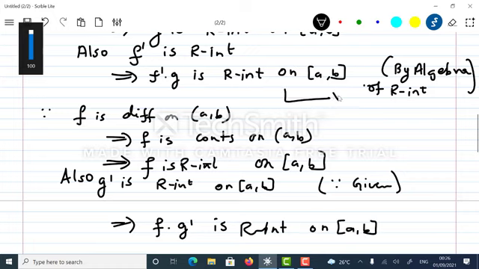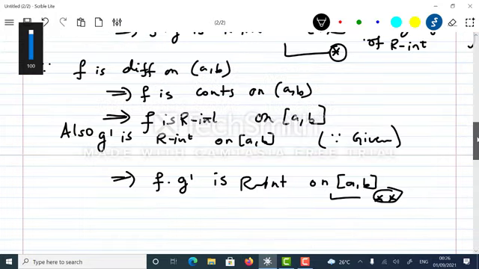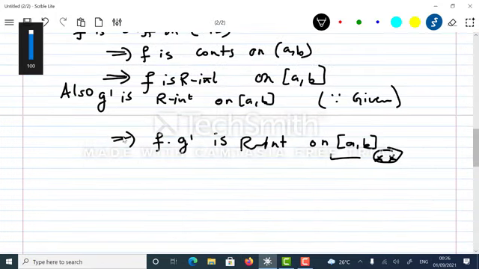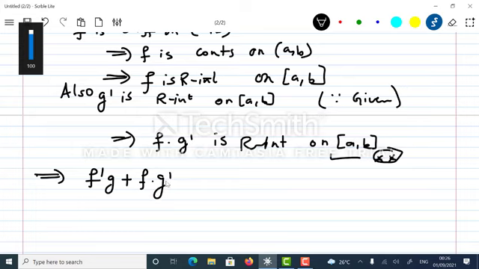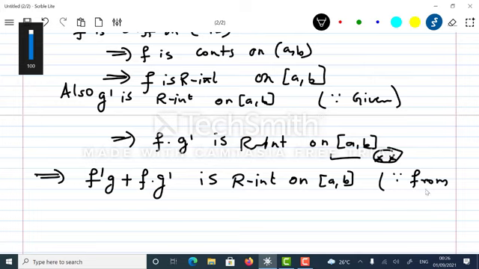So let's call this star. This is called double star. So from star and double star, again we can say that the algebra is continuous. So this would imply f dash g plus f into g dash is R integrable on closed interval a comma b. So how did I get this? From star and double star.